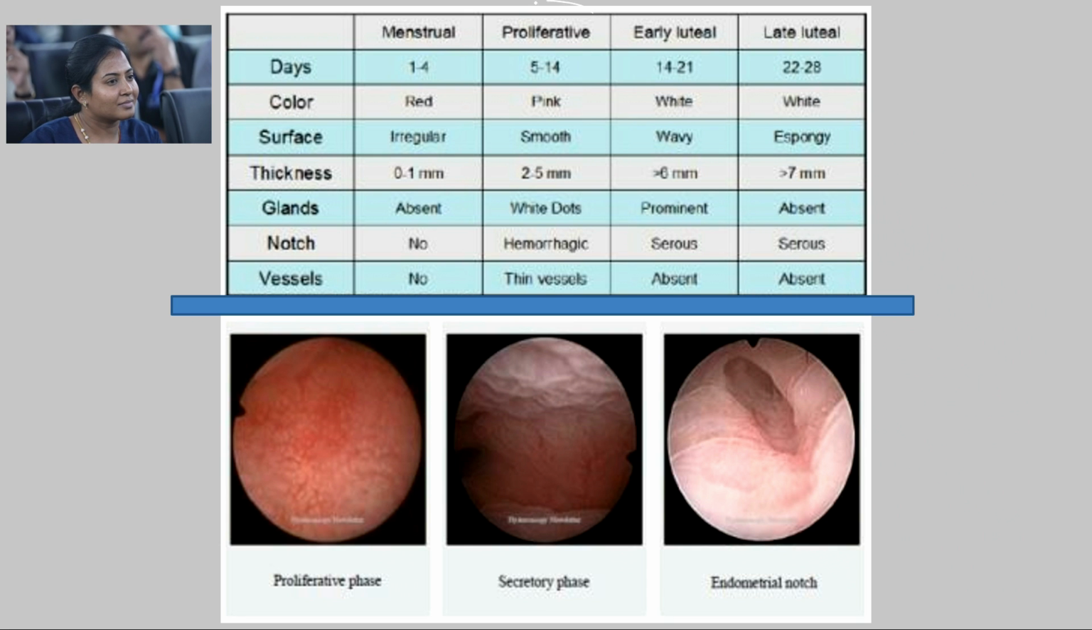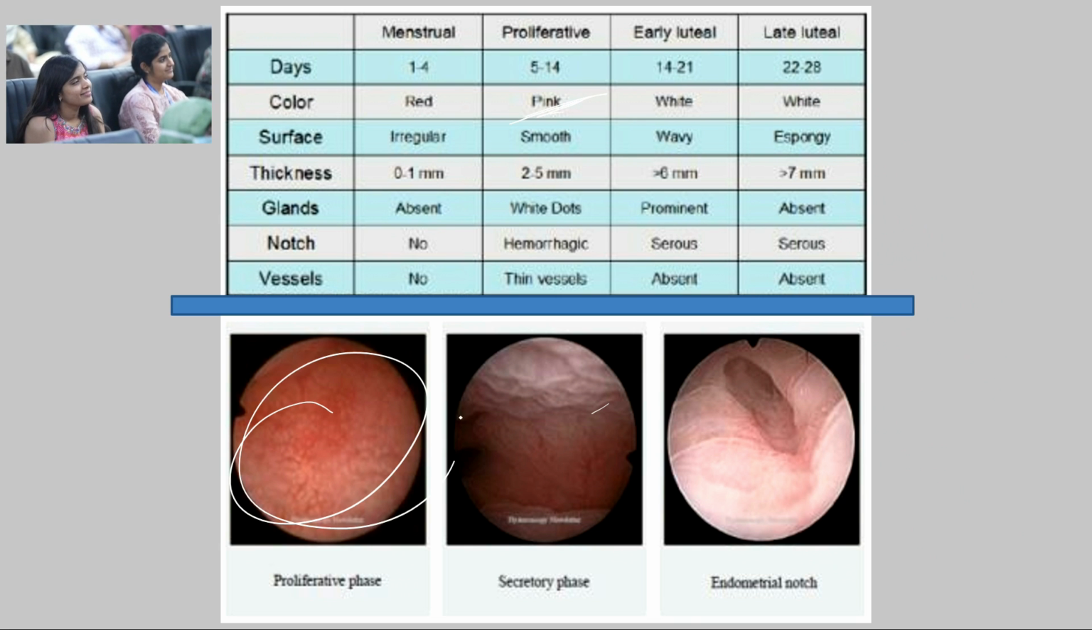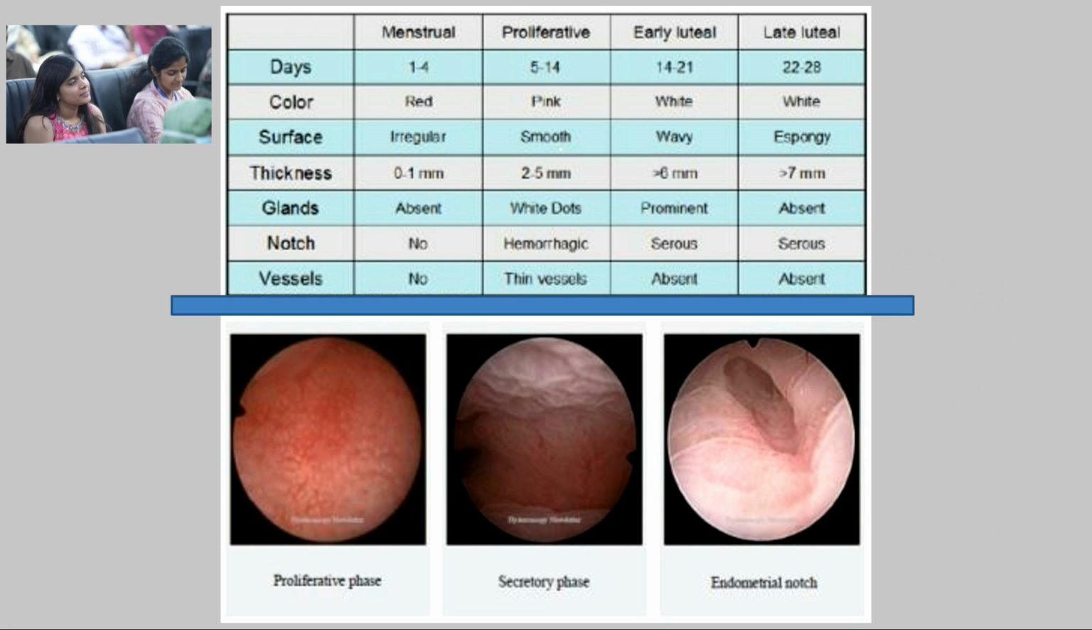The best phase to do hysteroscopy is the proliferative phase, that is day 5 to 14. Here, the color of the endometrium will be pink, see here, this is the proliferative phase. Surface will be smooth, no endometrial flakes will be there, because it has not been generated yet.